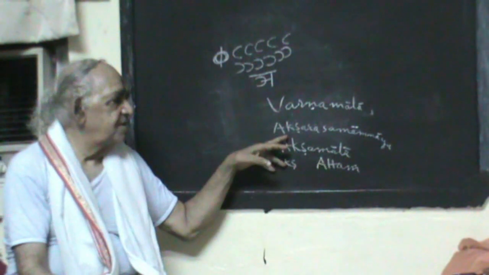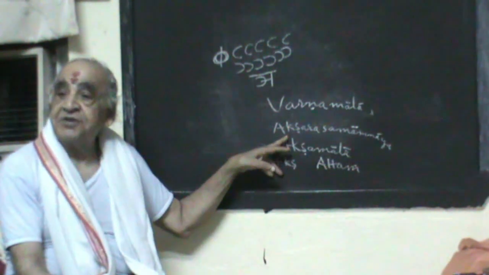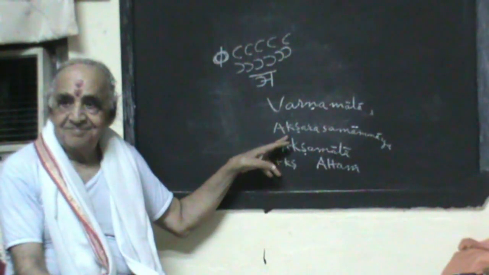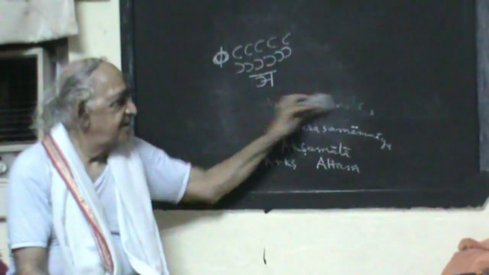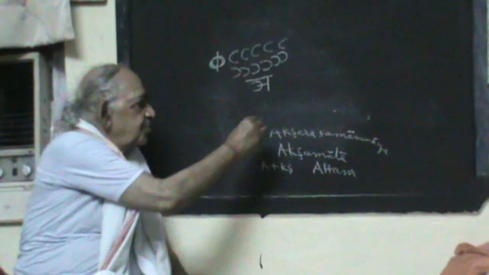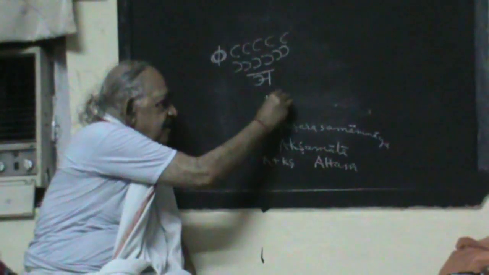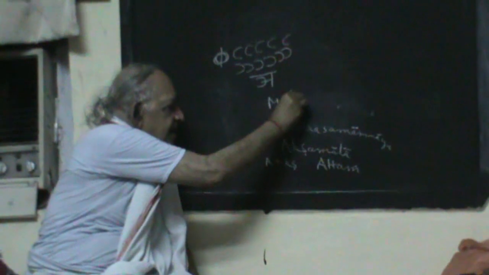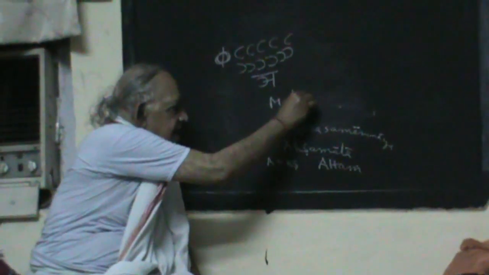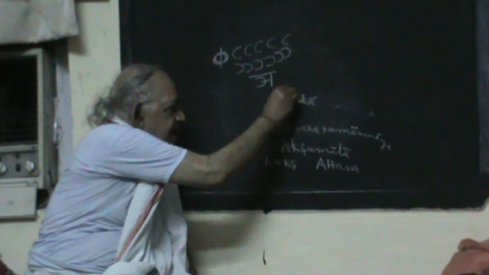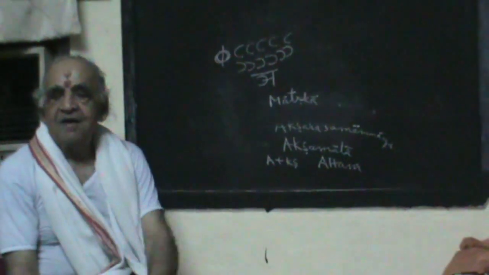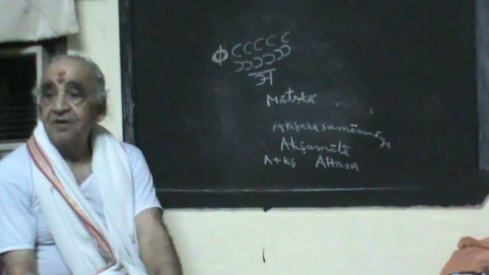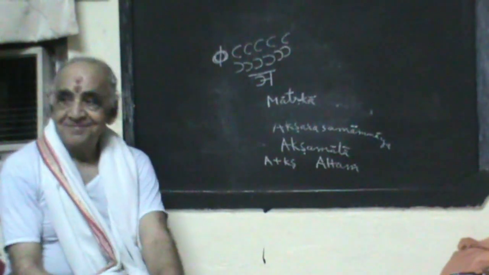So Akshara. Before Akshara, what was it? Alphabet. So most important, it was called Matrika, the mother of the whole literature.